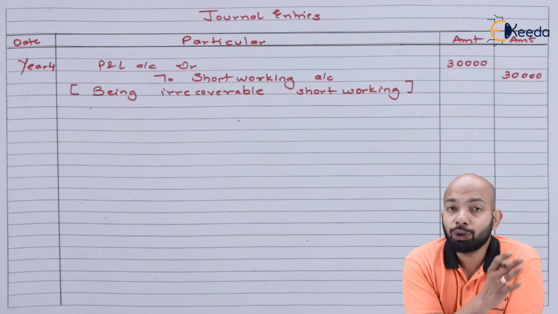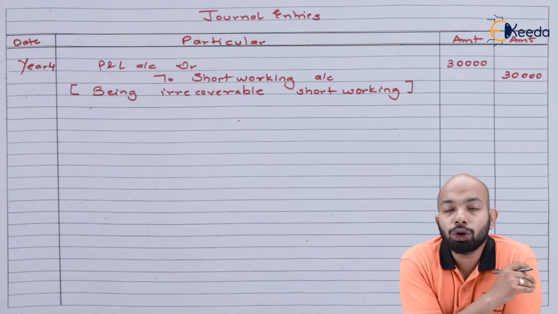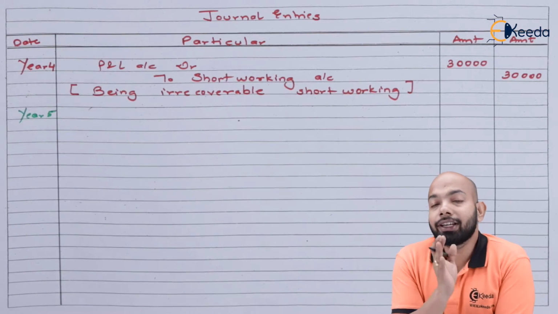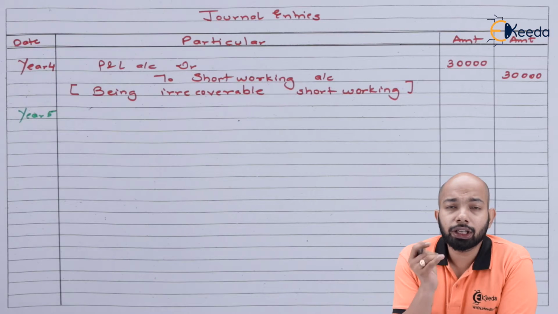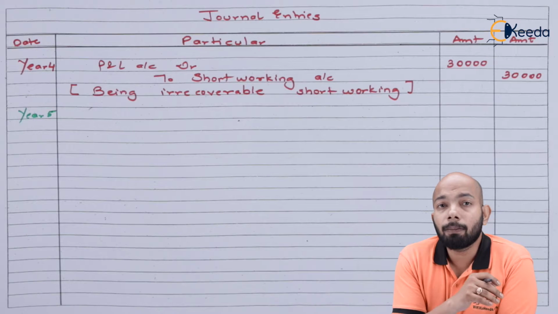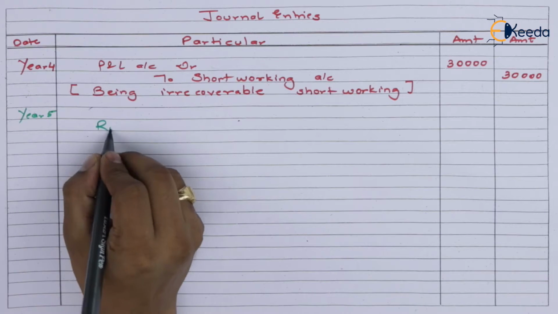Now with this, year 4 entries have been completed. Let's go on to year 5 now. Now again, when it comes to year 5, there is no short working because short working has been completely done. So let's start with the amount of royalty payable.